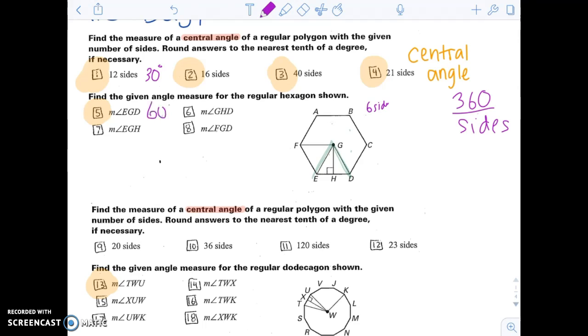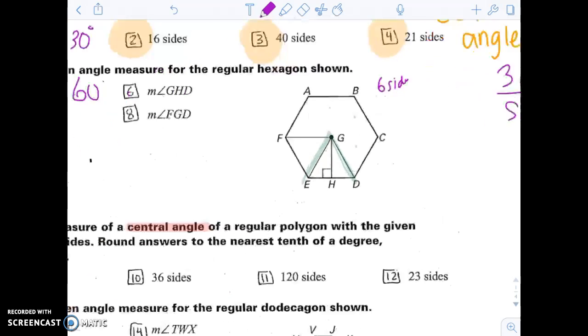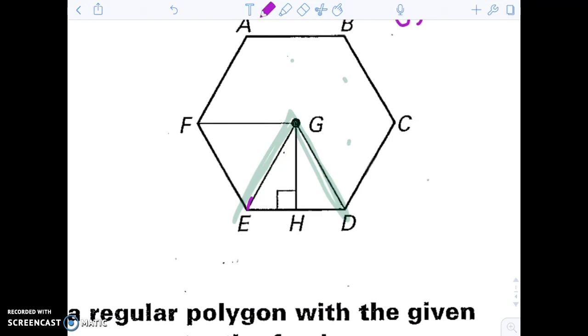Now if I look a little bit closer and I go down to number 7, where it says EGH, angle EGH right here is just half of a central angle. So since this whole angle right here is 60, if I just want this one, it's going to be 30 degrees. This is important because you're going to need these later on for regular polygons.